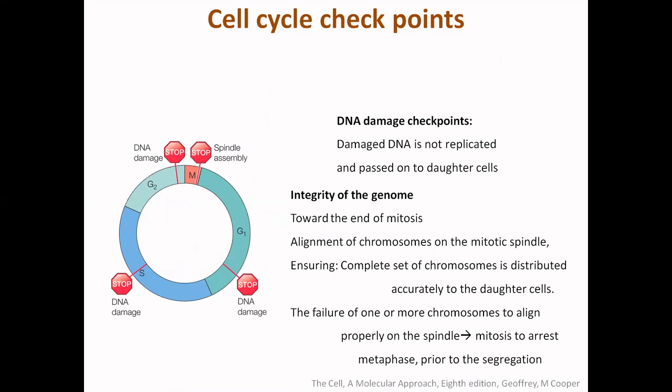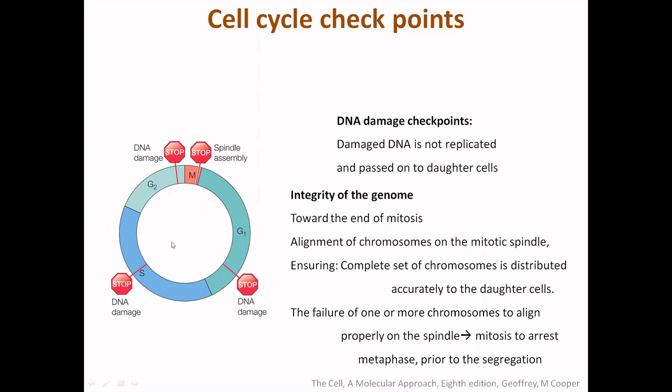Then we have discussed the two important checkpoints. What is the role of a checkpoint? This is to prevent passing damaged DNA into the next cell. So it allows the cell to repair the DNA. If the DNA cannot be repaired, the cell is programmed to go into programmed cell death, or apoptosis. Before, we have discussed two important checkpoints, the G1/S and the G2/M.